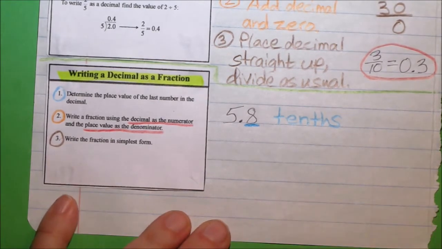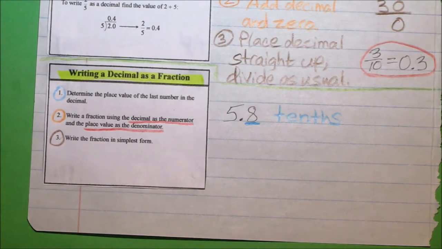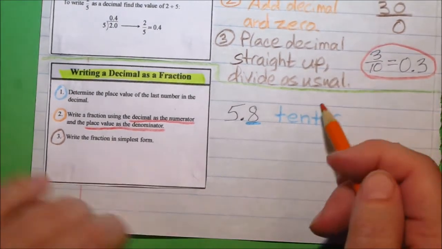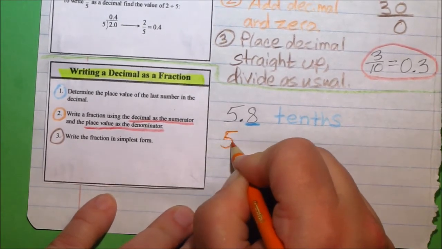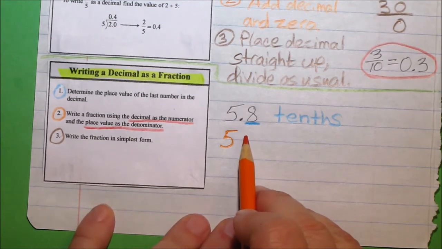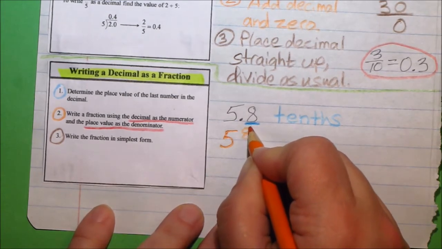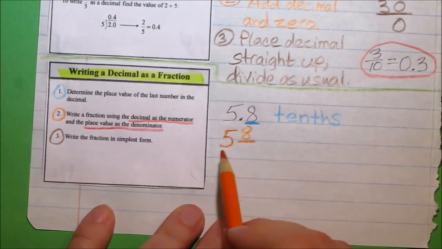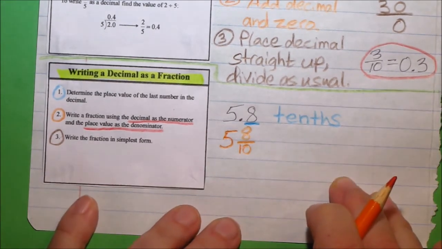All right, now step 2 says to write this fraction using the decimal as the numerator and the place value as the denominator. All right, well, this is how that would look. We have 5, I'm going to do it like this, 5, and then what's after the decimal is our fraction. We wind up with a mixed number here. 5 and 8, the numerator is the decimal, that's an 8. And the denominator is the place value. It's in the tenths. So we have 5 and 8/10.